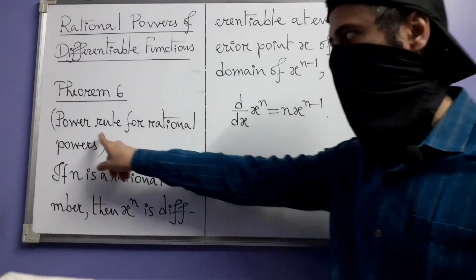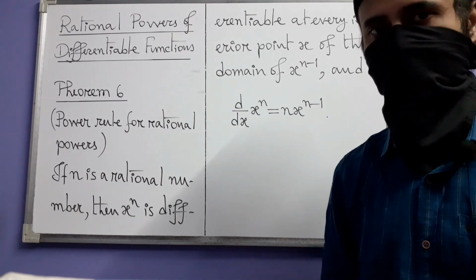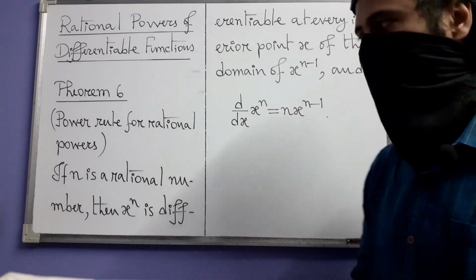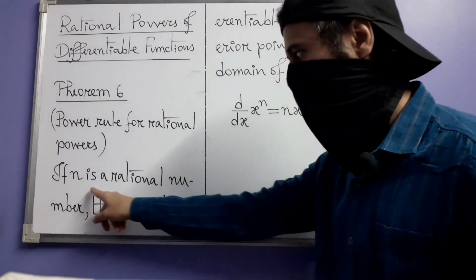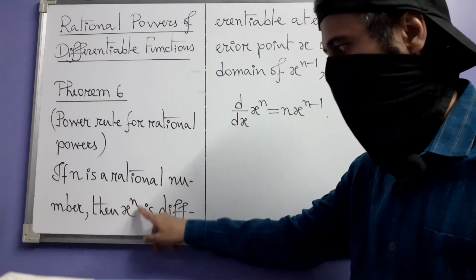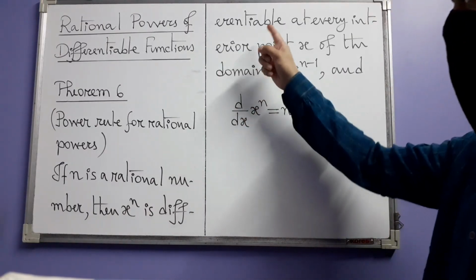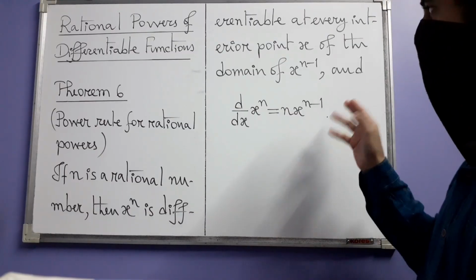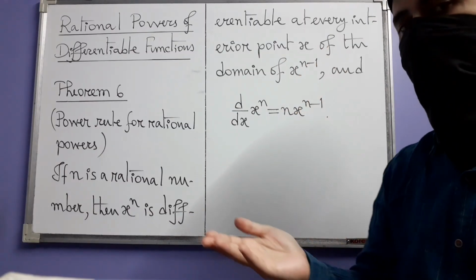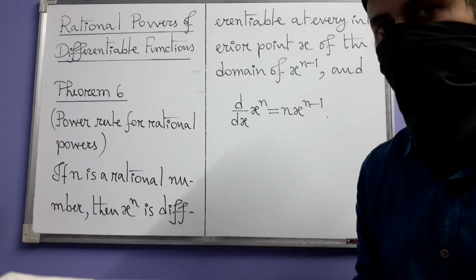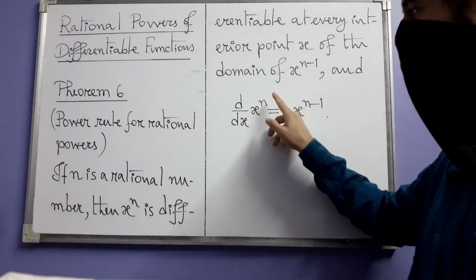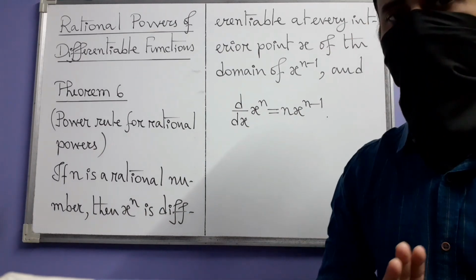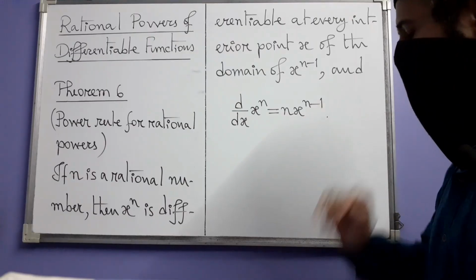And in fact, it is also called the power rule for rational powers. That means a power where the exponent n is a rational number. So let's see the statement. If n is a rational number, then this function x to the power n is differentiable at every interior point x of the domain of the power x to the power n minus 1, the previous lower power. And the derivative of this function at such a point x has this same form that we have seen before. That is, it is n times x to the power n minus 1.